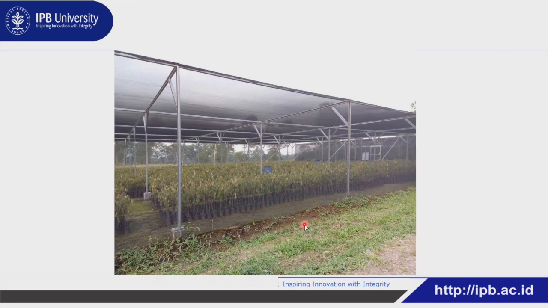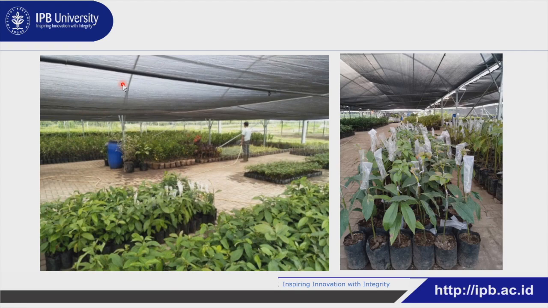So this is a cover, and for plants that need less light intensity, we can also put some paranet at the bottom of the cell of the greenhouse to reduce the light intensity.